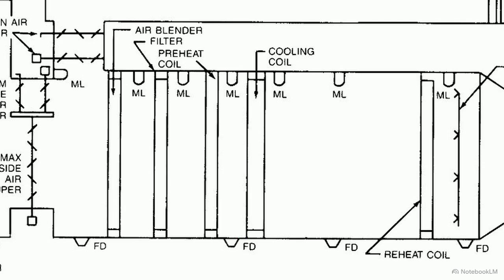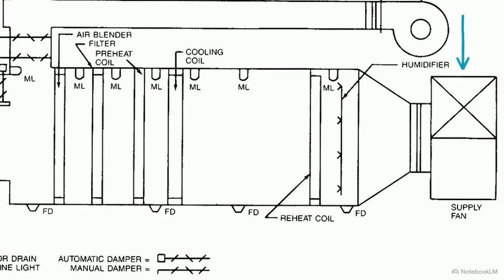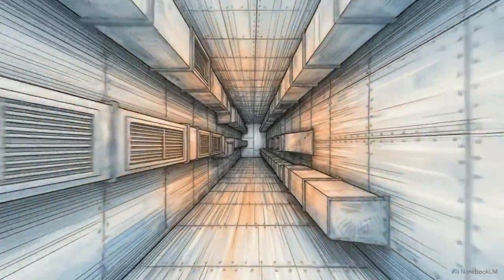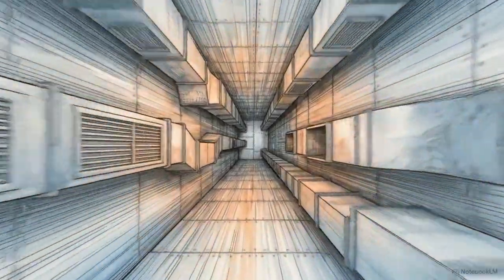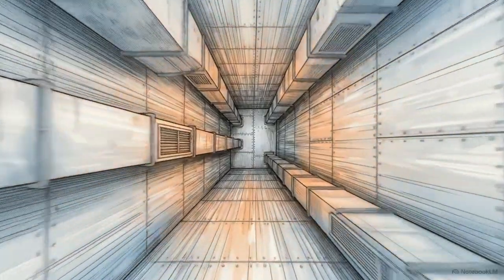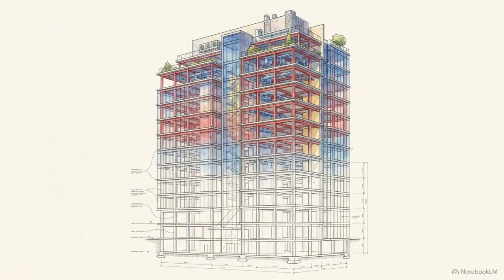The final stage is the supply fan, which generates the static pressure to drive the conditioned air into the ductwork. It takes immense physical force to push this thermodynamic solution vertically through a building's infrastructure, fighting friction and gravity to reach multiple floor branches. Mastering the design of these systems requires translating abstract thermodynamic equations into a physical machine capable of meeting every dynamic load throughout the structure.